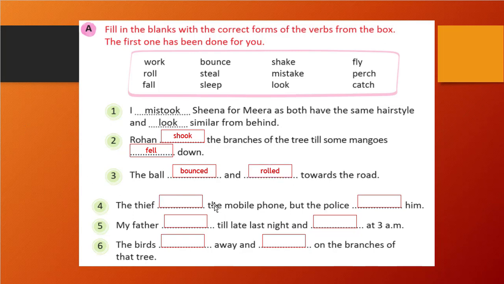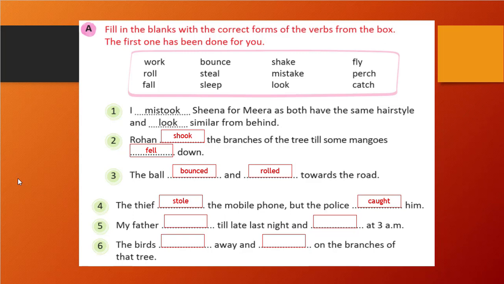The thief blank the mobile phone, but the police blank him. What can the thief do? Steal, right? And what will the police do? The police will catch, right? So what is the simple past form of steal? That is stole. So the thief stole the mobile phone, but the police caught him. Fine. Okay.